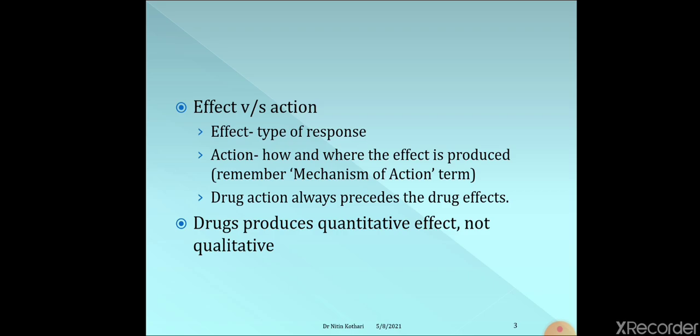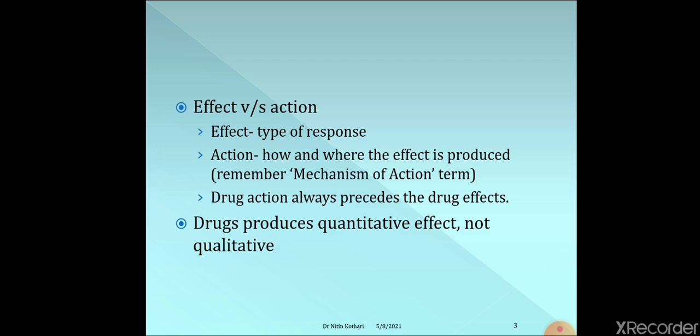When we discuss the response shown by a drug, we encounter two terminologies, effect and action. In most sites these two terms are used interchangeably, but that's not true. There is a difference between drug effect and drug action. Drug effect actually is a type of response.